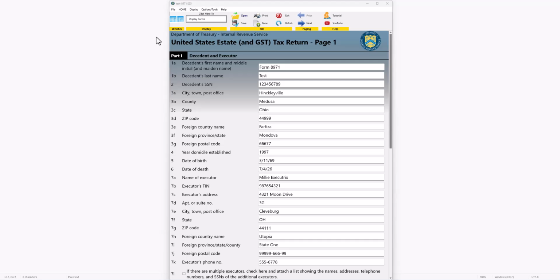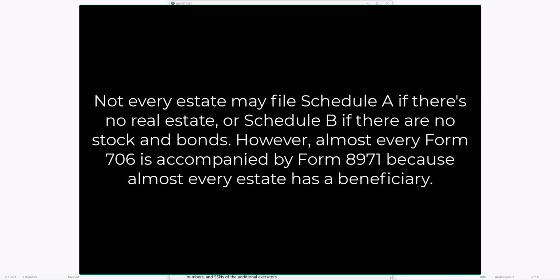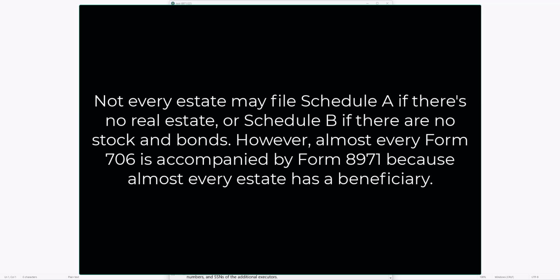Well, think of it this way. If there's no real estate, the estate doesn't need Schedule A, and there's a bunch of other schedules that every estate doesn't use. However, every estate return still needs a Form 8971. Why? Because every estate has beneficiaries, even when there's no beach house in Malibu.